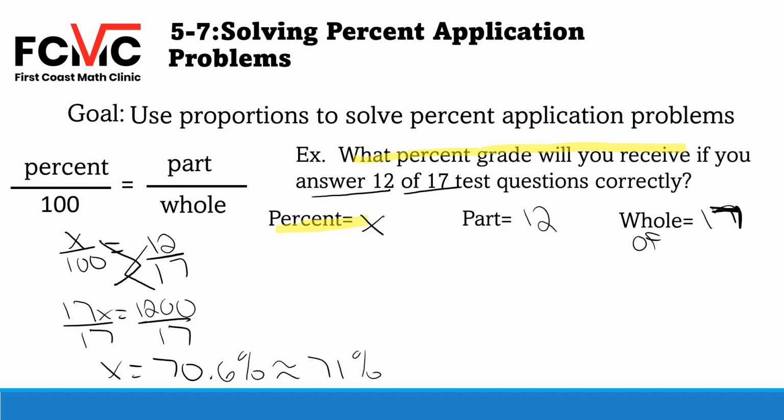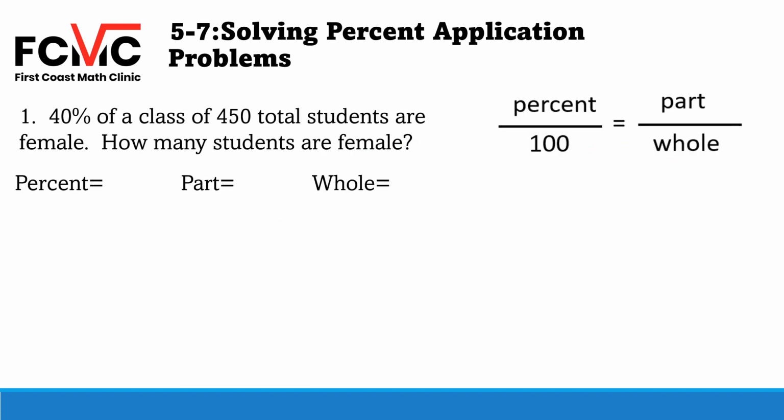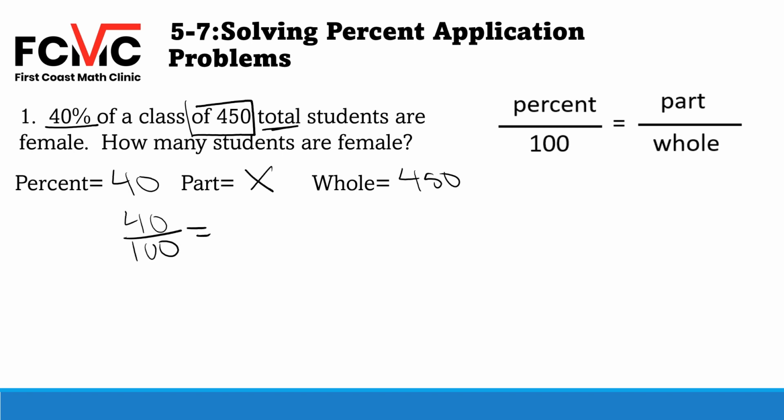Okay, let's get into a couple additional application problems with proportions and percents. Number one, 40% of a class of 450 total students are female. How many students are female? So we've got our percent here at 40, and we've got of 450, and this is our total, so we know that's our whole. So our part has got to be our unknown. Let's substitute those into our proportion. Our percent, 40 out of 100, equals our part, x out of 450.